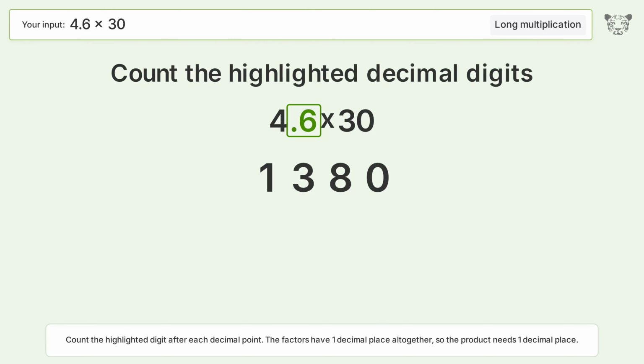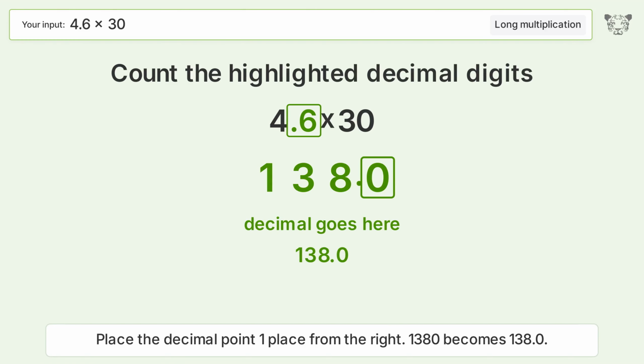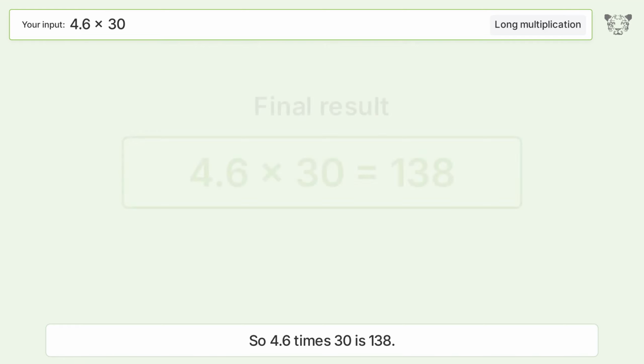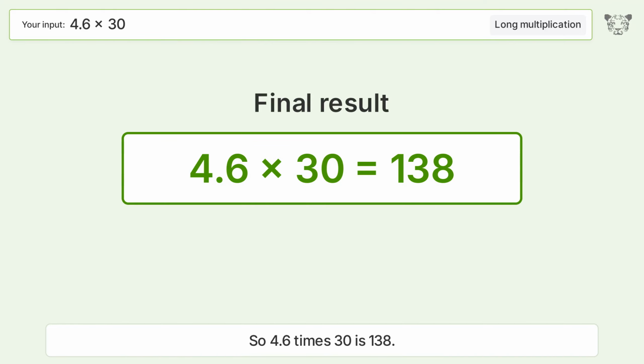Count the highlighted digit after each decimal point. The factors have one decimal place altogether, so the product needs one decimal place. Place the decimal point one place from the right. 1,380 becomes 138.0. That is simply 138. So 4.6 times 30 is 138.